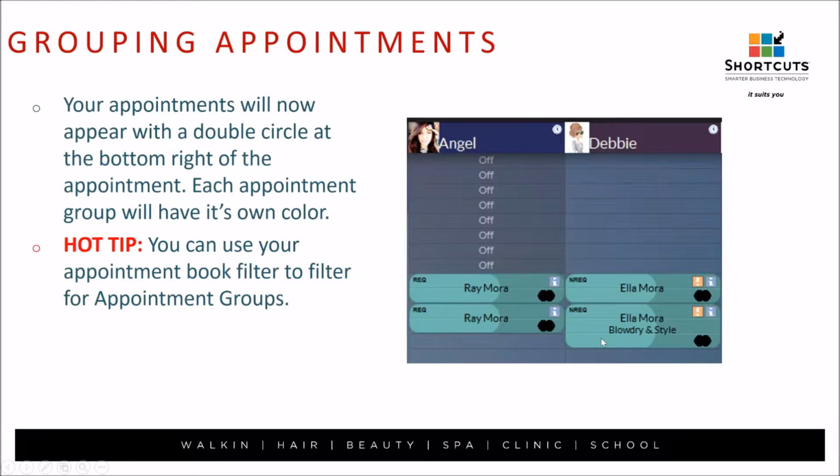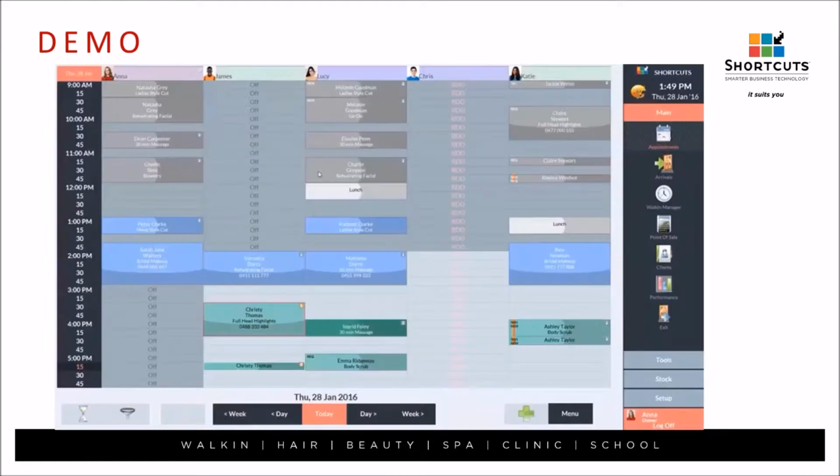As we can see in the screenshot to the right, each appointment group will have its own colour. So if you do create several groups on the same day, it will have a different colour for each group. A little hot tip as well, you can use your appointment book filter to filter for appointment groups on the day. Okay, so I'm just going to take you through a quick demo of doing this.